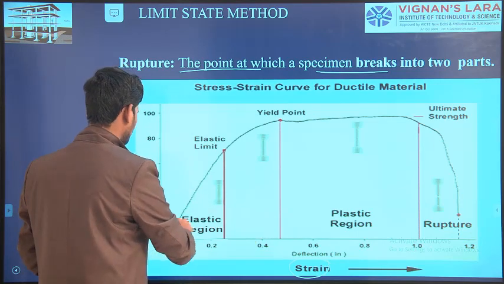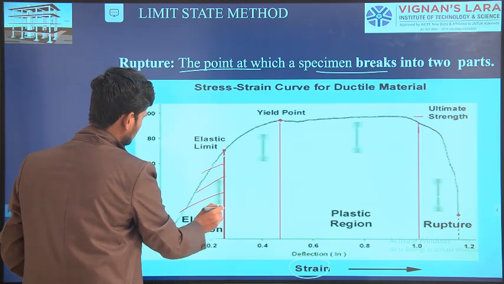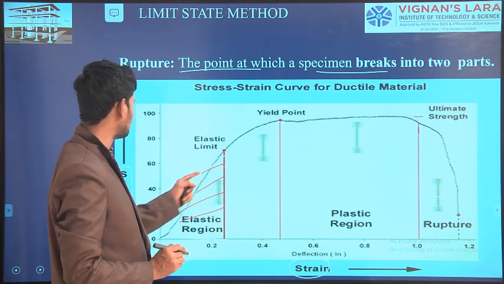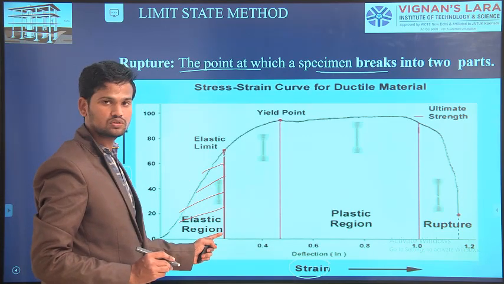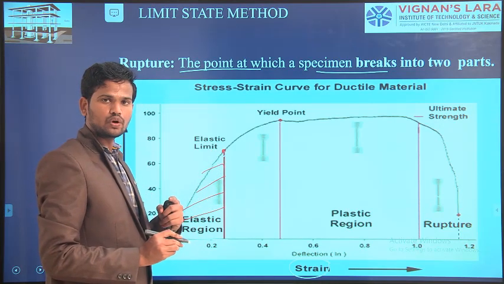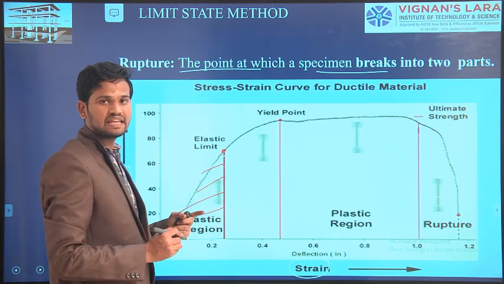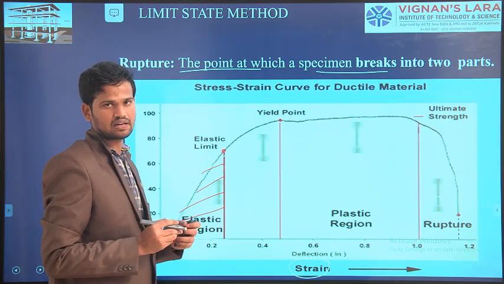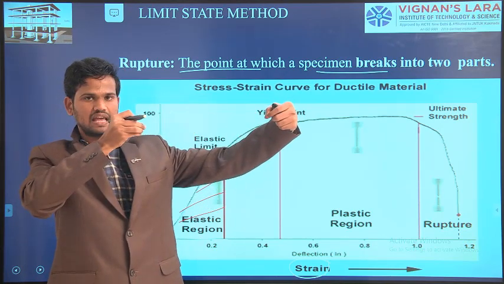Up to this portion, the material is in the elastic region or elastic limit. That means however much load you give, the material will go to that much strain. Up to this elastic limit, if you remove the load, the member will get back to its original position. For example, if you take your classroom duster, a sponge duster, I am applying some tangential force to the sponge duster.